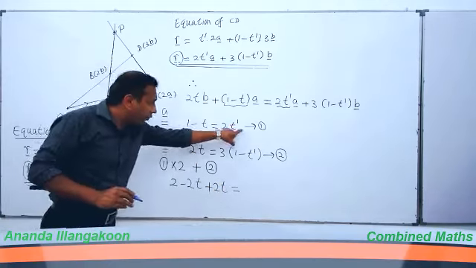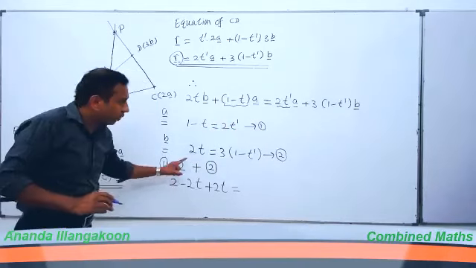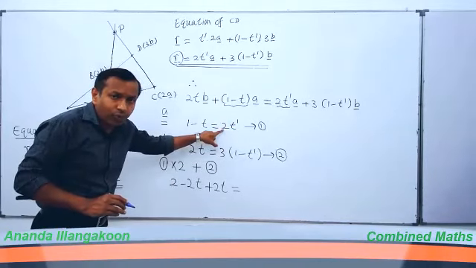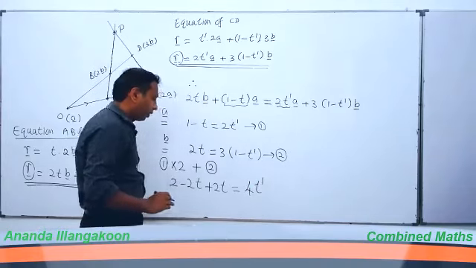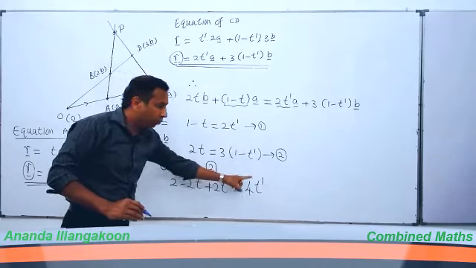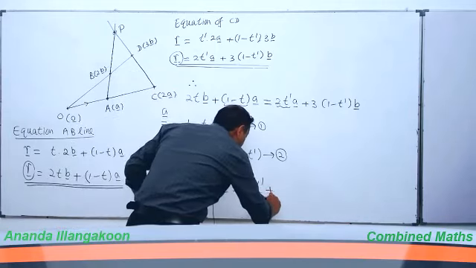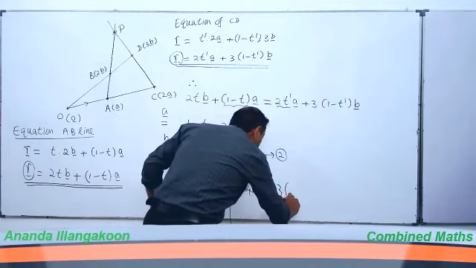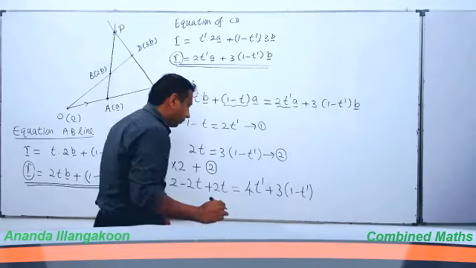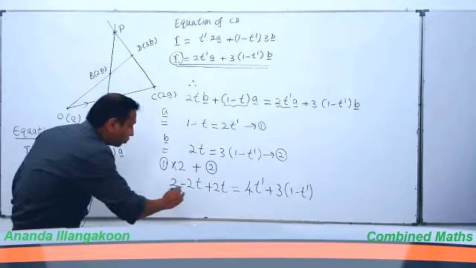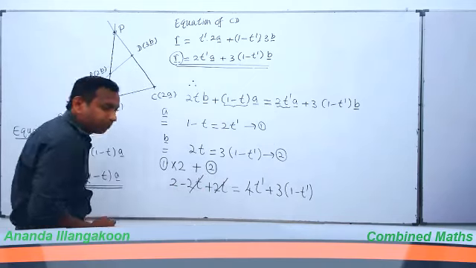Now, right hand side of number 1 multiplied by 2. What do you get? 2 and 2, 4t dash. Add the right hand side of 2 to this. What is that? 3 times 1 minus t dash. Right, people? This minus 2t and plus 2t you can cancel down.